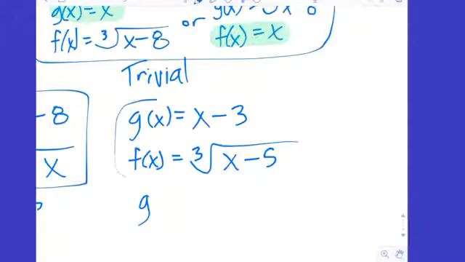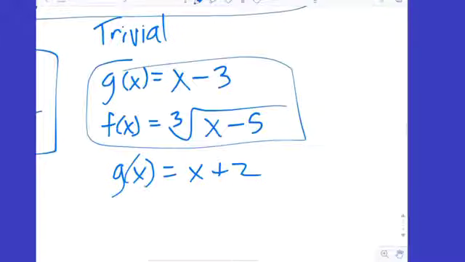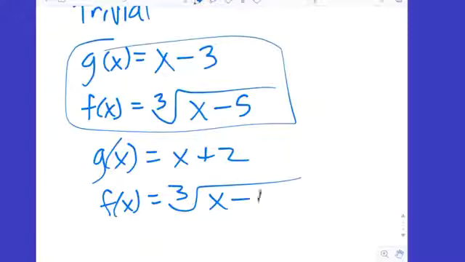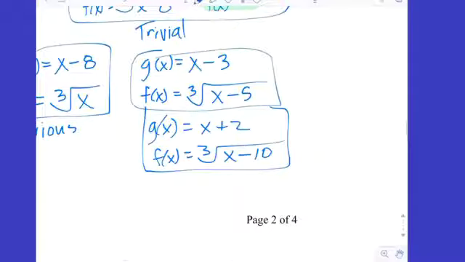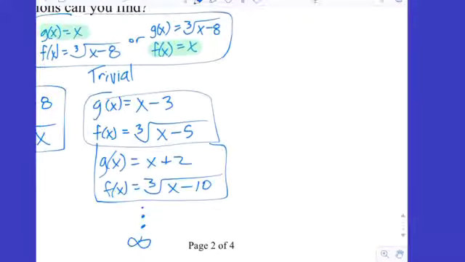For example, what if I let g of x equal x plus 2? Now f of x would have to be equal to the cube root of x minus 10. So that when I plug in a positive 2, the minus 10 is right there to make sure I get a negative 8. So how many are there of this variety? Infinitely many of them. You should be able to come up with 2. So that's a whole vein right there of solutions, of decompositions.